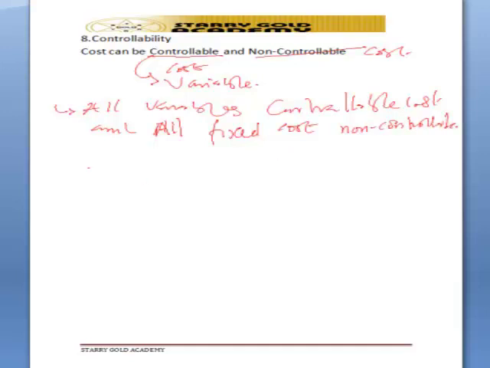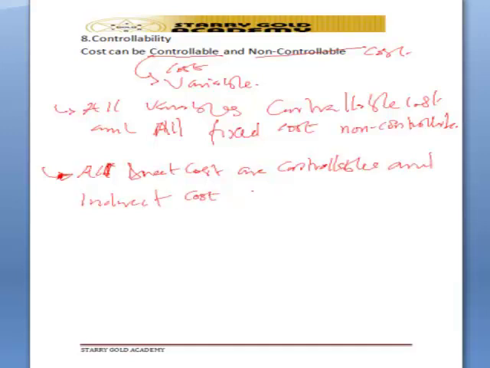And secondly, there's a fallacy that says all direct costs are controllable. Management has a degree of influence, and indirect costs, this is a fallacy, are not controllable. That is, they are non-controllable costs. So there's also another fallacy.